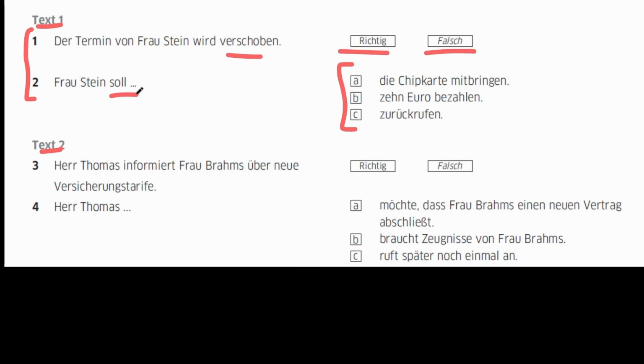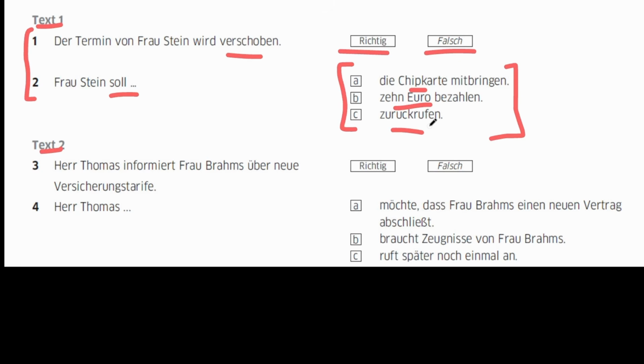Now look at question number 2. What should Frau Stein do? She should bring her chip cutter along, she should pay 10 euros, or should she fall back again? Now remember, for MCQ type questions in your B1 exam, you will hear all 3 options being said by the speaker. This is to confuse you.